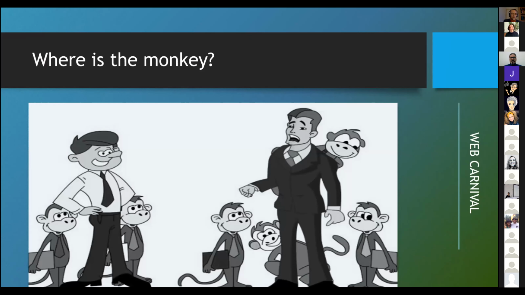Which one is scenario one? Which one is scenario two? Tell me left or right, please. In scenario one, the teacher takes the monkey, accepts the monkey, and answers the question. In scenario two, the teacher leaves the monkey on the student's shoulder and lets him solve the problem.